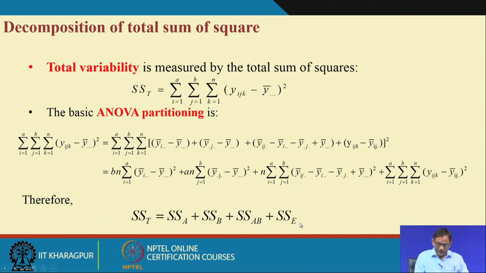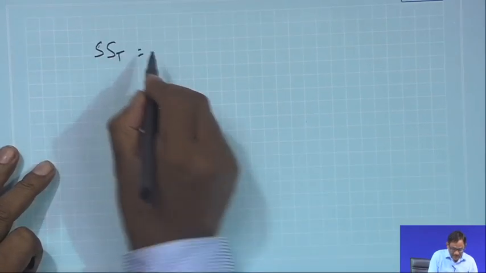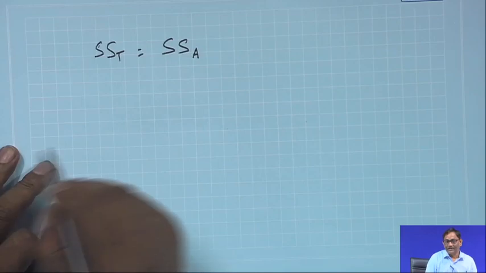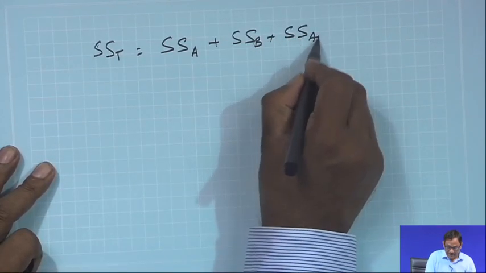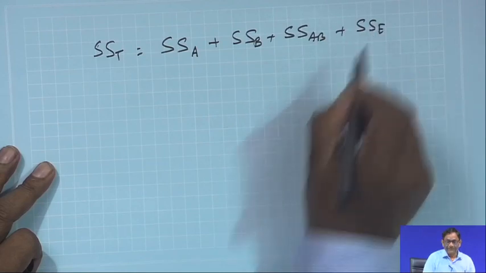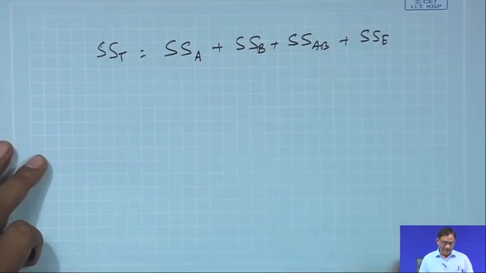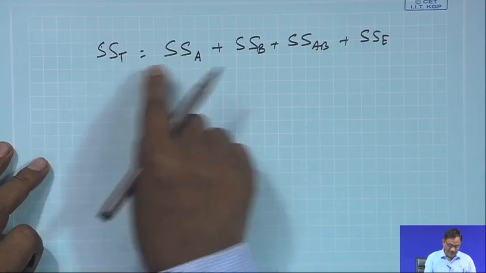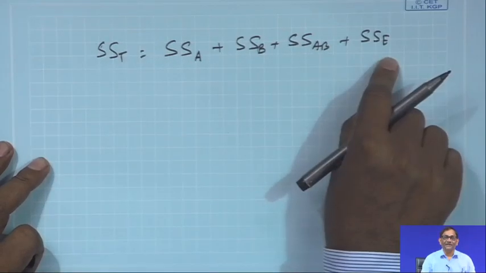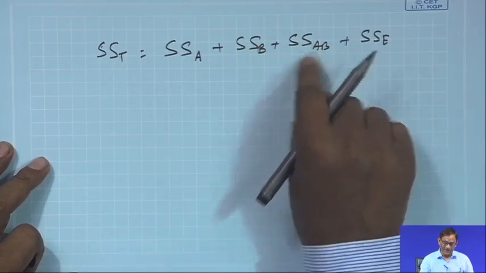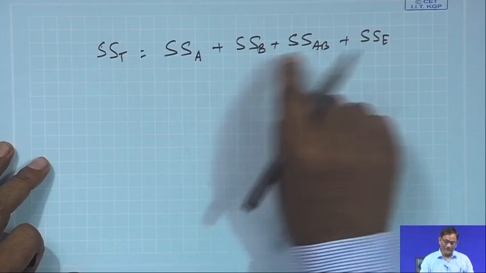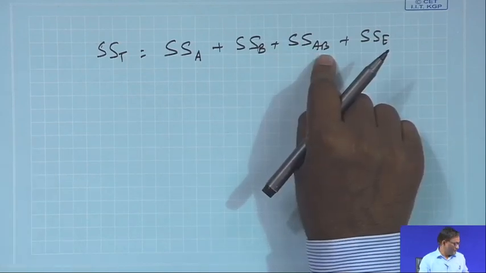So the variation, which is the sum of squares total, is now partitioned into sum of squares factor A, sum of squares B, sum of squares AB and sum of squares E. Like in one way ANOVA, you have seen SST equal to SSA plus SSE. Here two more terms are coming, because the B source and the interaction source are coming.